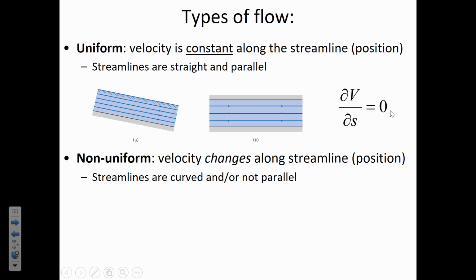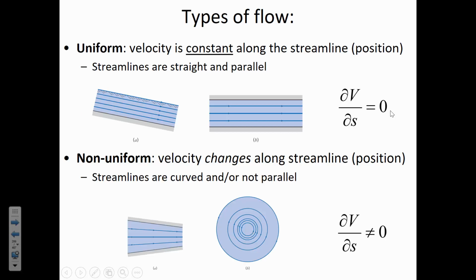And so the streamlines won't be parallel any longer. They'll be curved. So that case of the fluid that's entering a nozzle that's contracting the diameter, that's a case of non-uniform flow. We can see that these streamlines are approaching each other. They're converging as the fluid is accelerating. And so if the velocity is changing, it's not uniform.